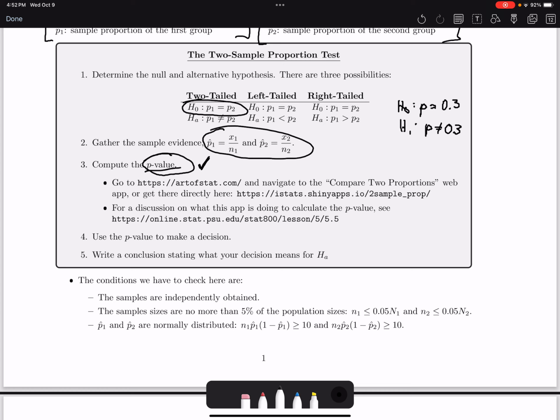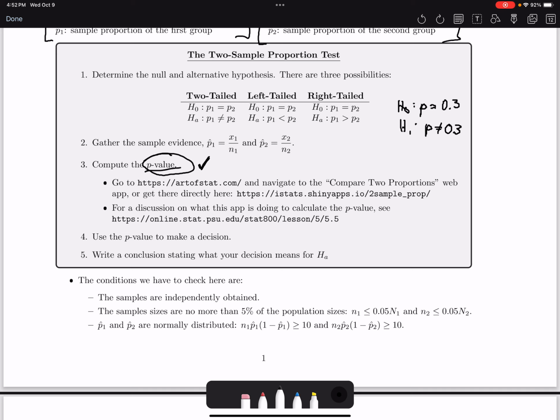Okay? If the likelihood of obtaining these sample proportions is really small when we assume that the null hypothesis is true, then that tells us we probably shouldn't assume that the null hypothesis is true, and so we reject the null. That's why we reject the null hypothesis when we have a small p-value.